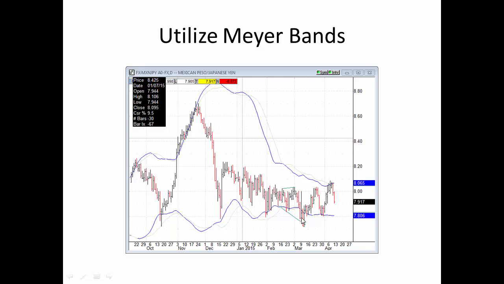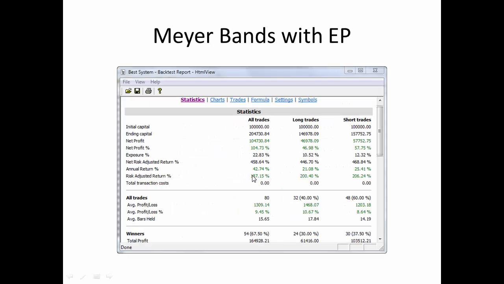So these can be used in the calculation, and we did a test where we said, what about just using Meyer bands and the EP pattern? Prices closed a couple of times beyond the Meyer band, stuff like that. What we came up with was winners 67% of the time, and that was a pretty decent number. There were 80 trades altogether, and that's 40 per year. That's a decent number. 1309 was the average profit and loss, and that's a pretty good stake. Anything over 1,000 is very interesting.